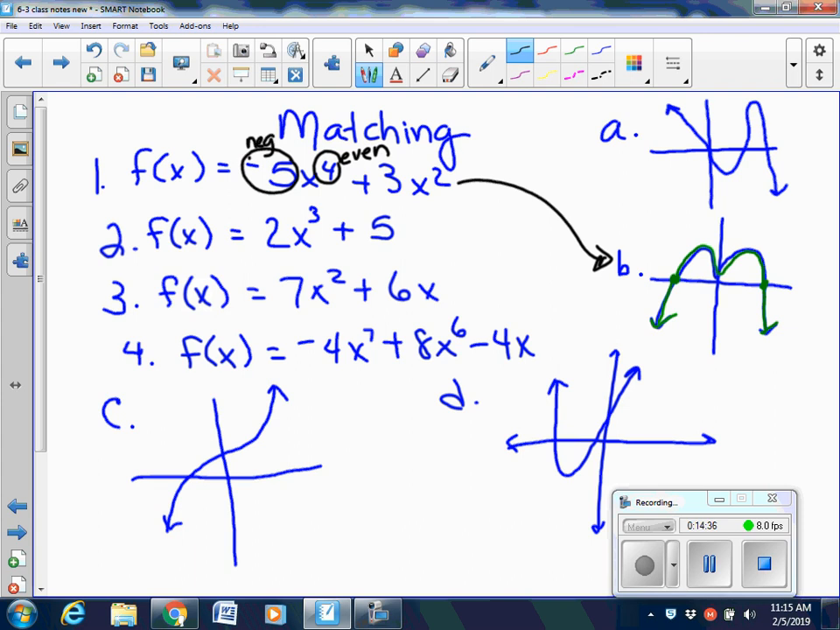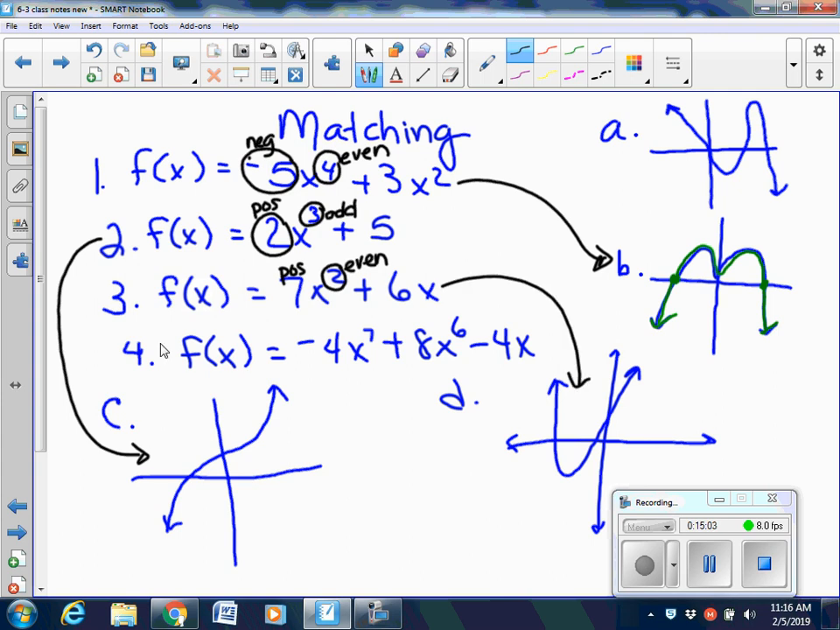And then we do the next one. This is an odd highest power, and the number out here is a positive. If it's a positive and odd, it needs to start down and end up. So this is the graph for 2x to the third plus 5. And we can keep going. This is even and this is positive. Even and positive, it starts up, it ends up, would be right there, and then by process of elimination would be the A.